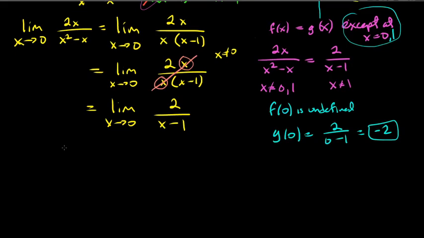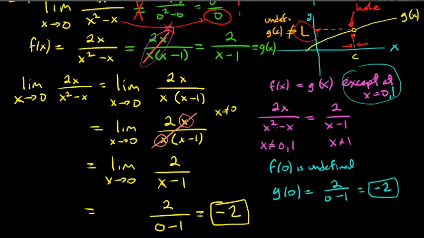But now look what I can do. In this function, I can plug in 0, because it is a rational function, a polynomial divided by a polynomial, and so there's no issue. This is just equal to 2 divided by 0 minus 1. I don't have to write limit anymore, although I guess I could. But this is where I'm actually evaluating the limit, and I can do that just by plugging in 0. And you get 2 divided by negative 1, which is negative 2. So that's the limit. That's the answer.